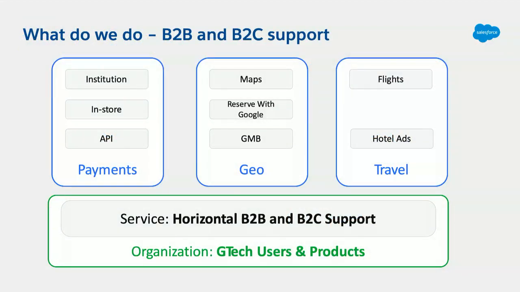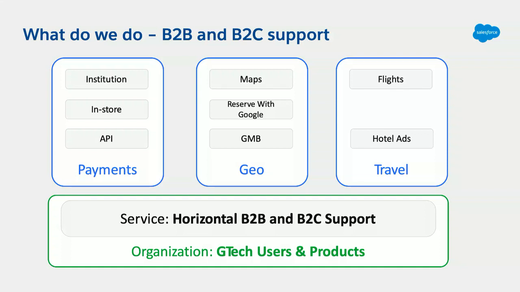So what do we do as an organization in Google? Google today is quite a big company. We do have a lot of teams using Salesforce for different purposes. So the organization we are in here is GTech users and products. We provide horizontal B2B and B2C support to both external stakeholders like users, you guys, advisors, and also internal stakeholders like sales team, marketing team, and operational teams.